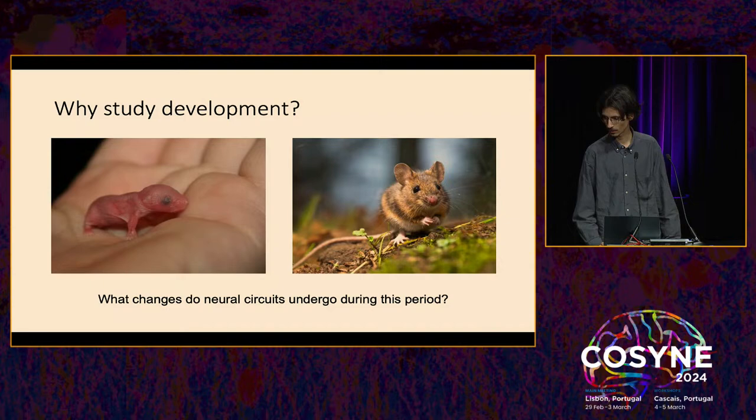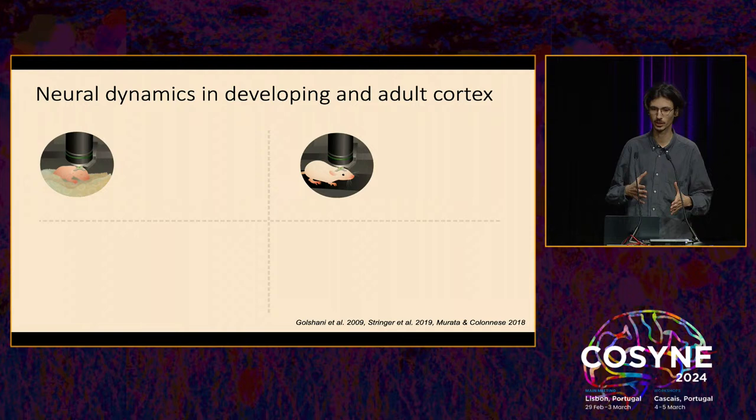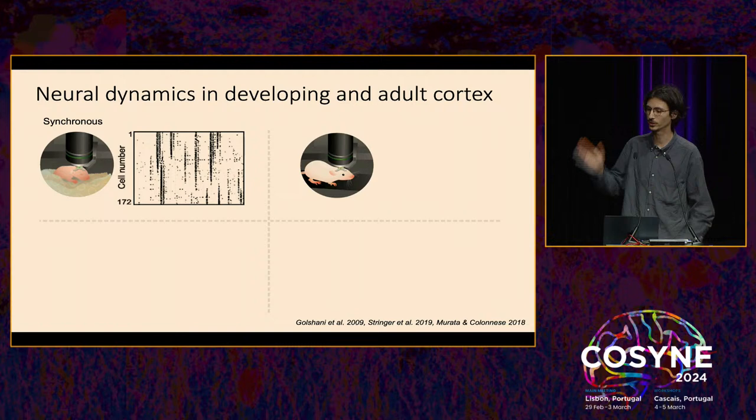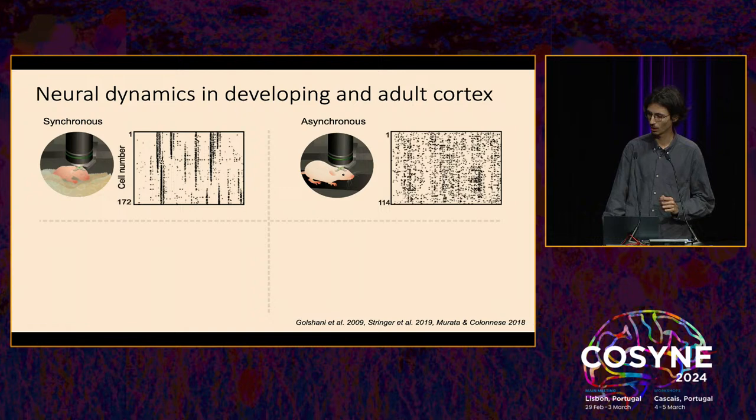But first, I would want to start with a brief overview of the differences in neural activity in development and in the adult. So one of the main characteristic differences is in synchrony. So developmental activity is characterized by these very synchronous events that are intertwined by periods of relative silence. Whereas in the adult, which might be more familiar to the people in the audience, the activity of neocortex is more asynchronous, more decorrelated, sparse. These are some words that are used to describe this activity.